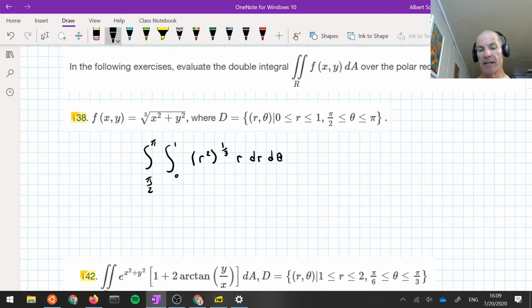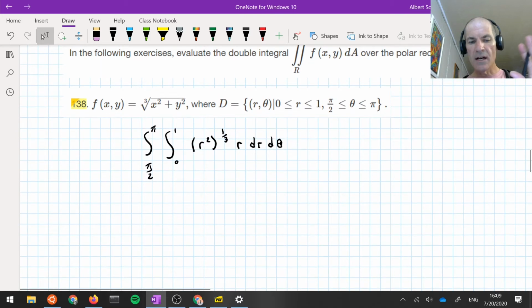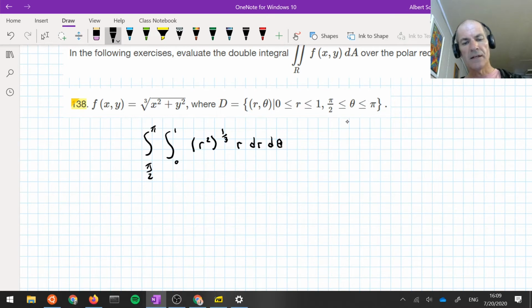Now it's just an iterated integral. It doesn't matter where it came from or what it's doing. We have an inner integral and an outer integral. And as is often the case, not always, but as is often the case, when you have constant limits of integration, and there's no theta here, we can actually do the theta integration first. It just introduces a constant.